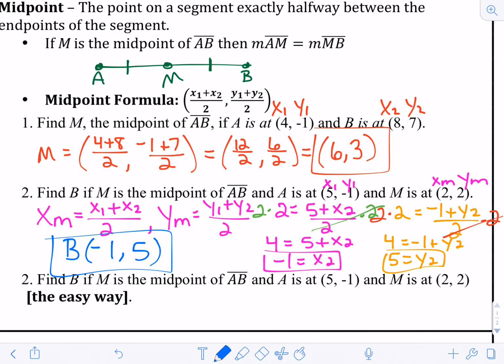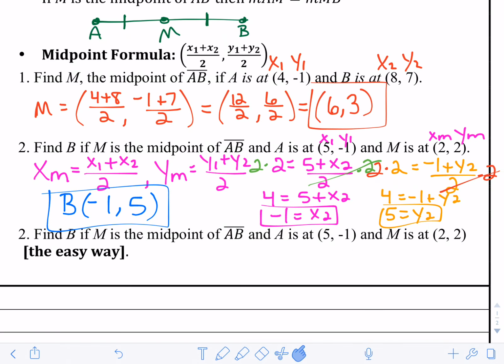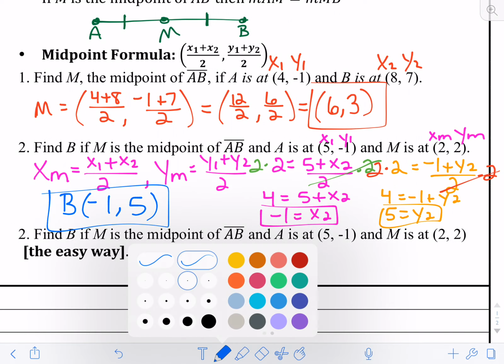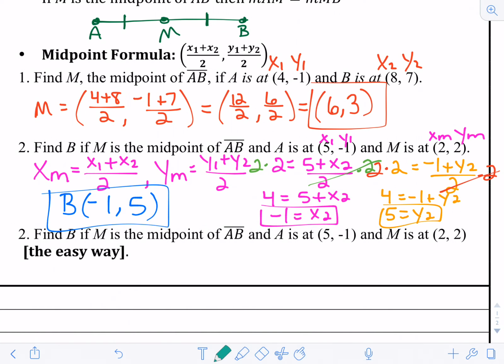And that's the long way, plugging everything into a formula. I'm going to show you now the easy way, kind of a shortcut way, and then we are done. It says find B if M is the midpoint of AB. A is at (5, -1). M is at (2, 2). So first I'm going to draw my picture here.